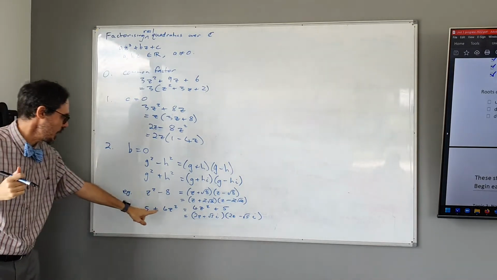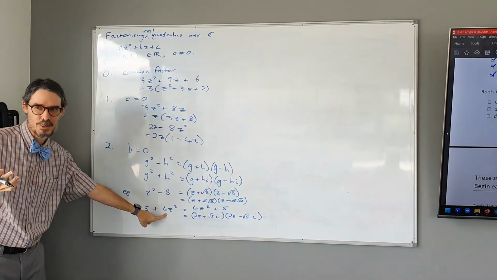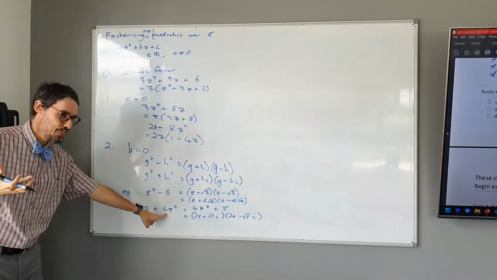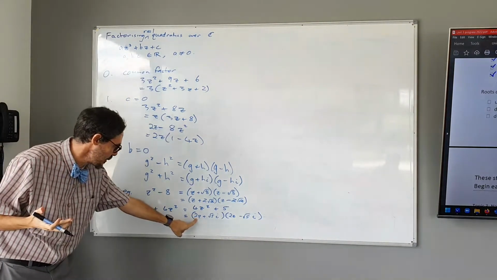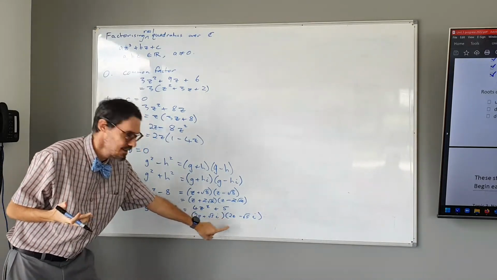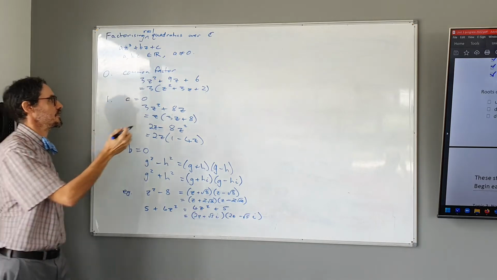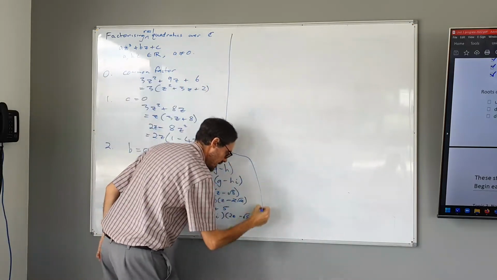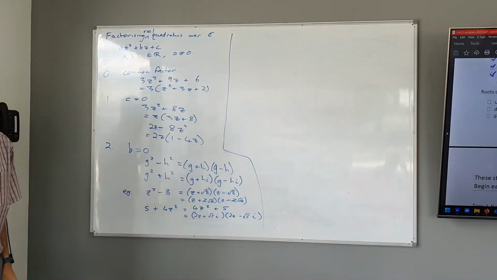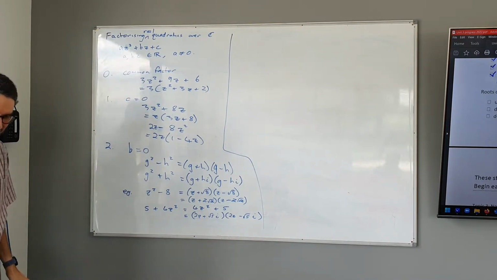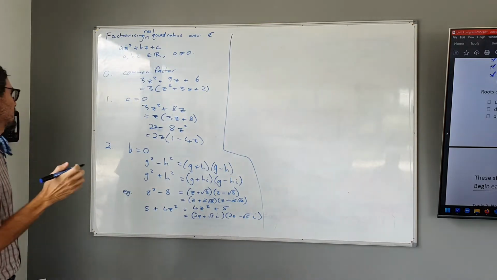And of course, sometimes the coefficient of your z squared or your x squared or whatever might not be a perfect square. That's fine. Just put another square root, another surd in front of the z. That's not a problem. Comfortable so far?